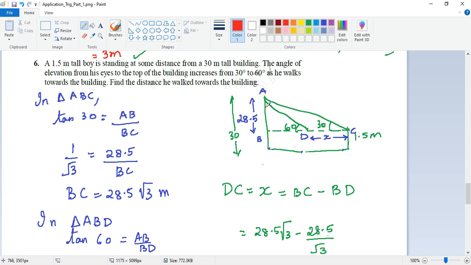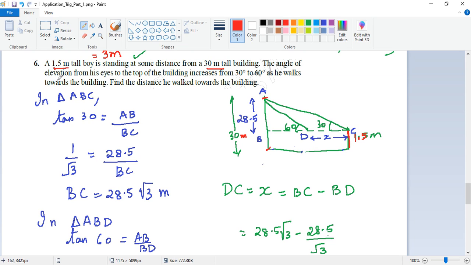Okay, so this AB is the building. This boy is standing at some distance from a 30-meter tall building. So the building's height is 30 meters, and this boy's height is 1.5 meter. So let's write 1.5 meter boy. This is the boy standing, and he is standing at some distance. We don't know what that distance is.